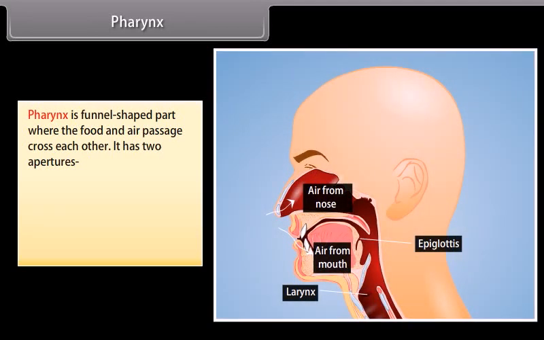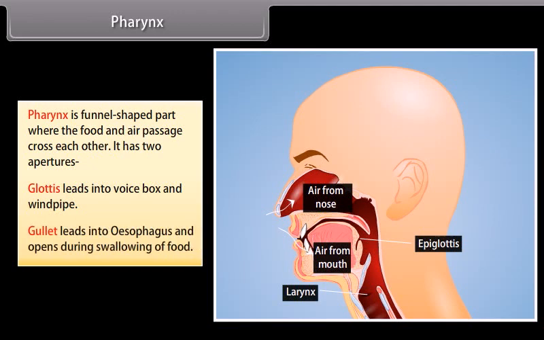Pharynx. Pharynx is a funnel-shaped part where the food and air passage cross each other. It has two apertures. Glottis leads into voice box and windpipe. Gullet leads into esophagus and opens during swallowing of food.